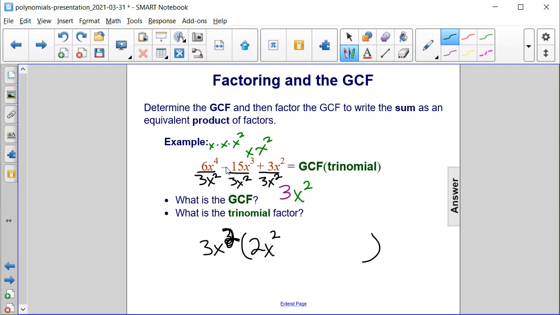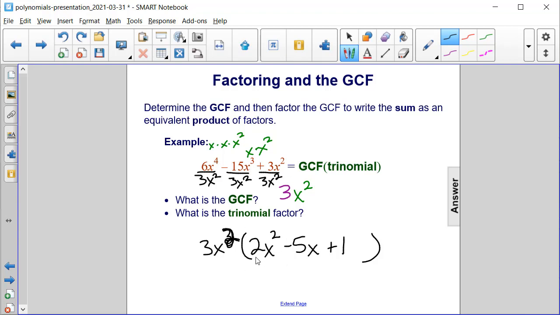And now let's divide the 15x to the 3rd by 3x squared. Well, negative 15 divided by 3 is negative 5. And then x to the 3rd divided by x to the 2nd is x to the 1st. And we don't have to put the exponent of 1 in our solution here. We can just write it as x. And then we have positive 3 divided by 3, which is 1. And then x squared divided by x squared is 1 also. So we just have 1 here.